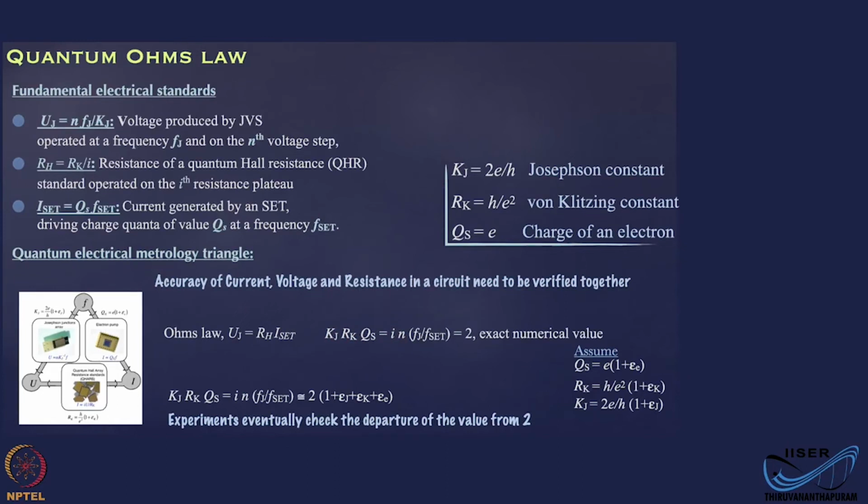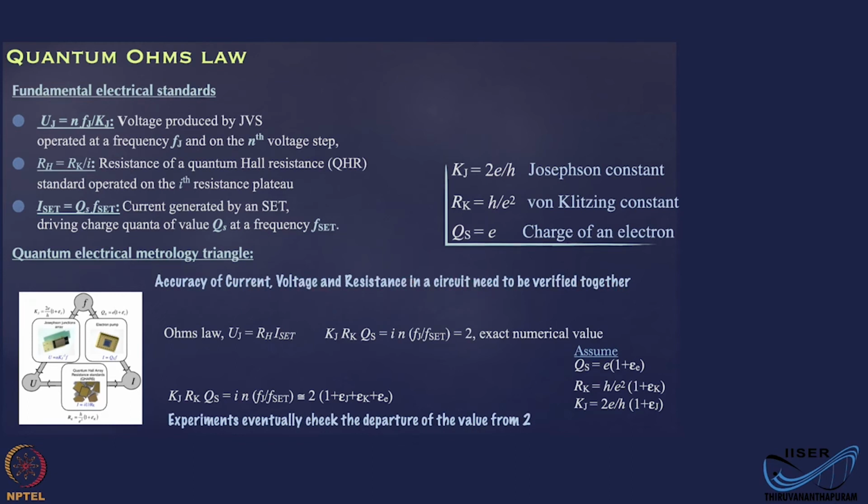The reason here is the voltage. To test a voltage, you need resistance and current standards. To test a current, you need voltage and resistance standards, because these three are tied together in an electrical circuit. So the accuracy of current, voltage, and resistance in a circuit needs to be verified together.